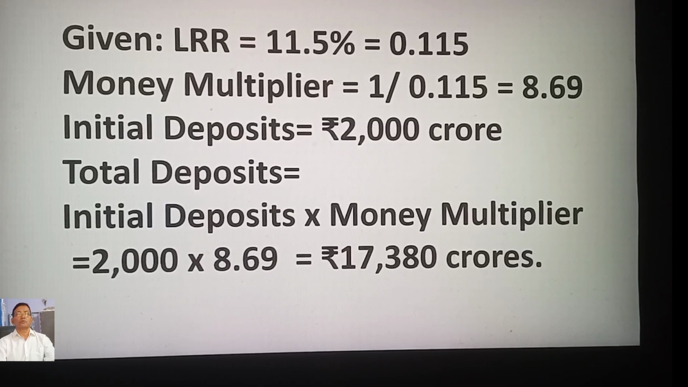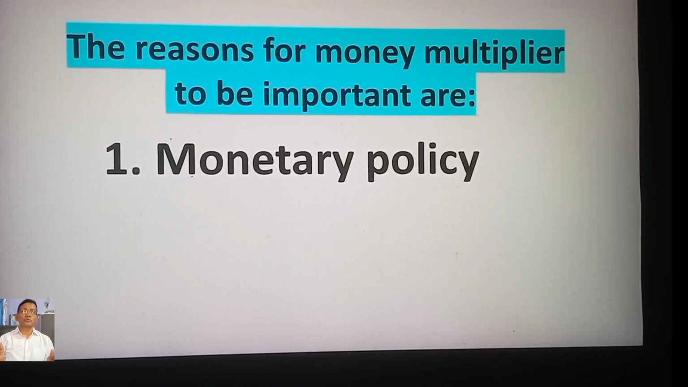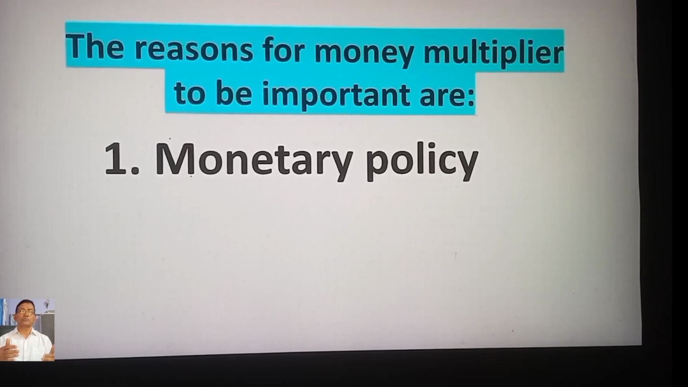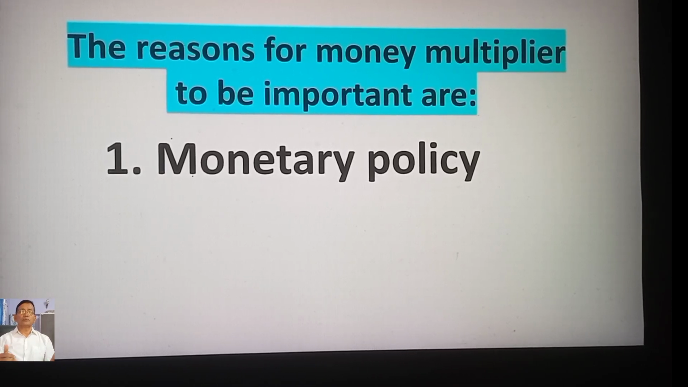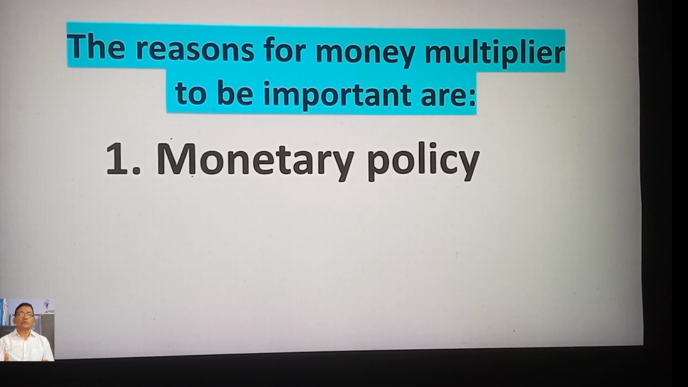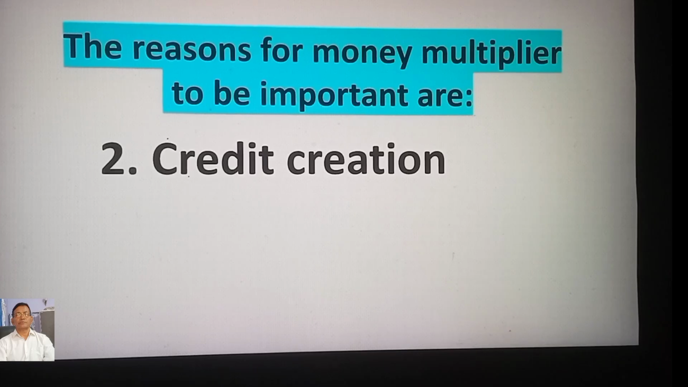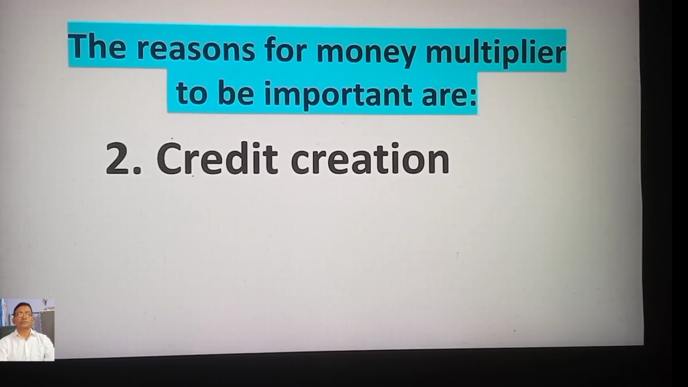Why is money multiplier important? The reasons for money multiplier to be important are: first, monetary policy. It helps central bank to control inflation and liquidity through CRR and SLR changes. Second, credit creation. It shows how banks create money by lending.